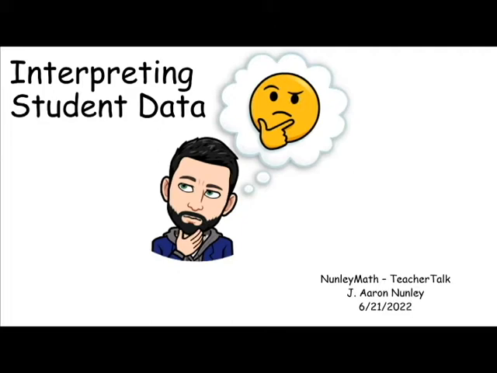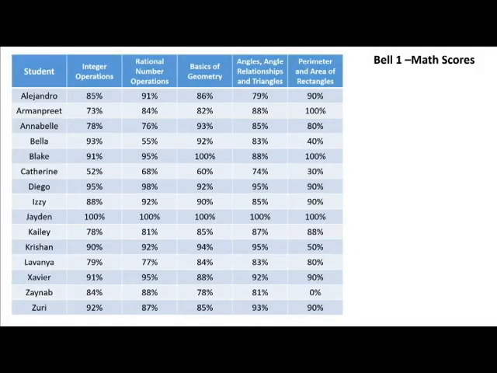So let me give you a classroom set of data. Now this is fictitious data, meaning I've made these names up, I've made these numbers up as well. But I want you to think of this as being Bell 1 math scores. And I want to point out that these are all going to be observable data points.